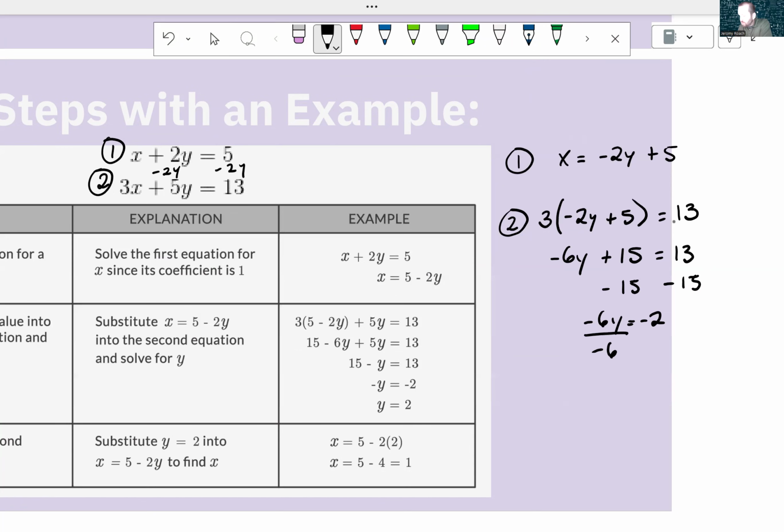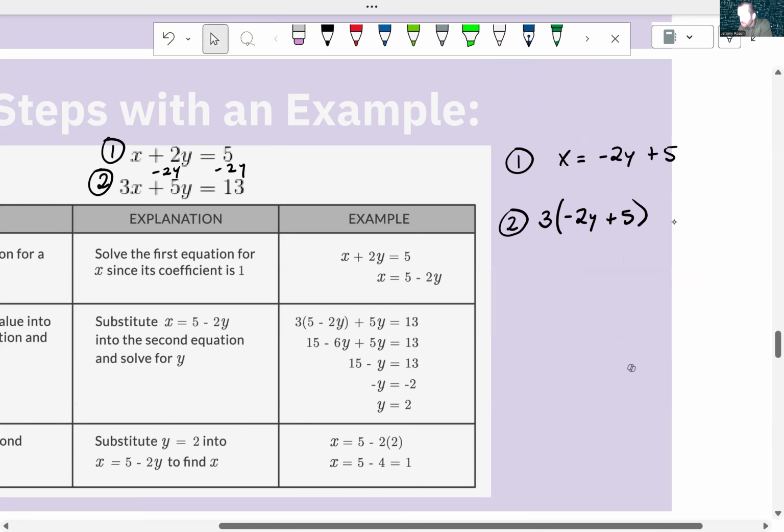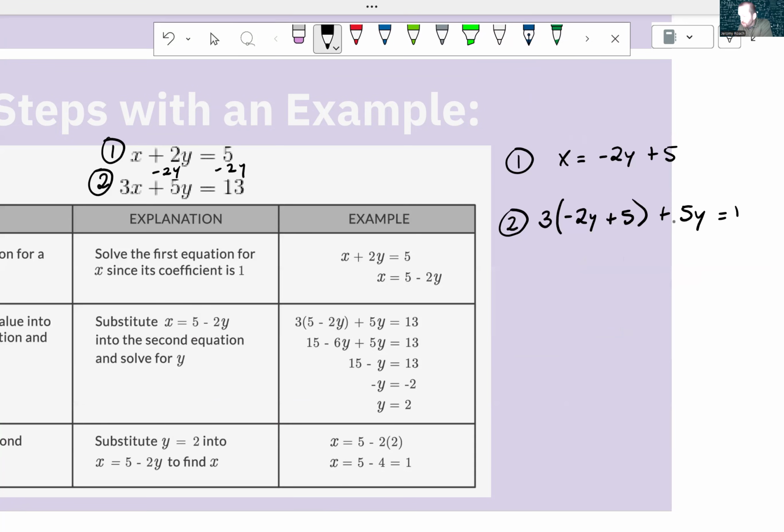Divide by negative 6 on both sides. And I'm hoping I did this correctly. I might need to double check my work here. 13. Let's see what happened here. Let me go back here. I think I wrote equation 2 incorrectly. I didn't write the rest of equation 2. So equation 2, we write plus 5y. I forgot to write that 5y there.